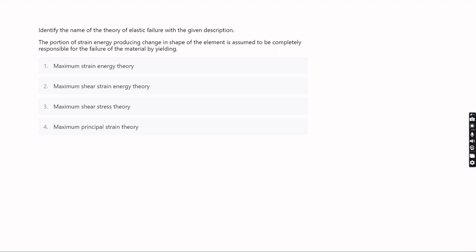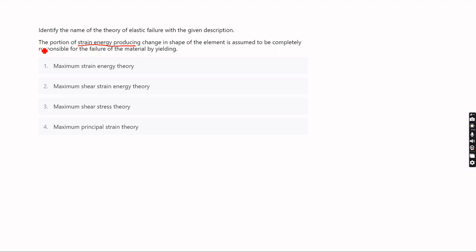So again, this question is created just to test your understanding, how deeply you have studied this theory, the maximum distortion energy theory and the other energy theories. If you have studied, then you can easily figure it out. The question is given, and they're asking about the portion of strain energy. Okay, the portion of strain energy.